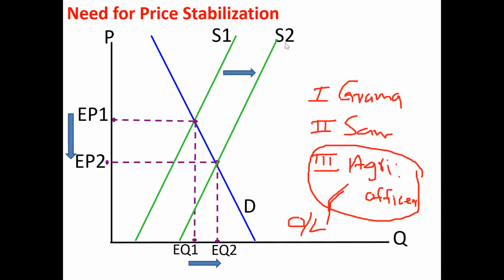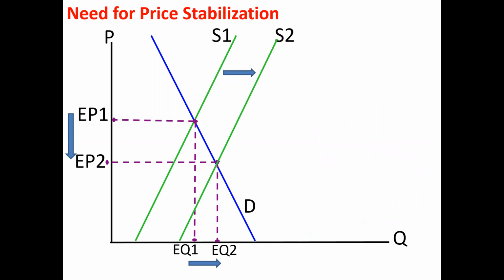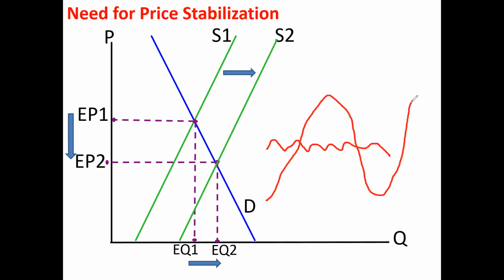But the government has to interfere in this matter and make the prices of agricultural goods stable. That's called price stabilization. The government should interfere to keep these prices in a stable position. There can be small fluctuations. Small fluctuations of the prices are not a matter. But if the prices are highly fluctuating, it's not good.